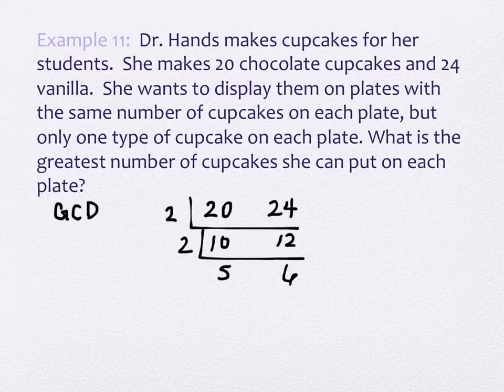Now, if I wanted least common multiple, I'd multiply 2, 2, 5, 6. But I don't want least common multiple. I want greatest common divisor, so what do I multiply? Just the 2 and the 2. So the greatest common divisor here is actually 4. And so the answer to my question is that it's 4 cupcakes.